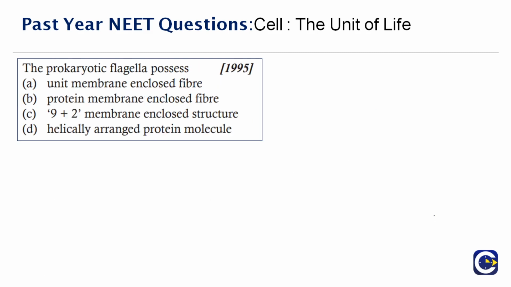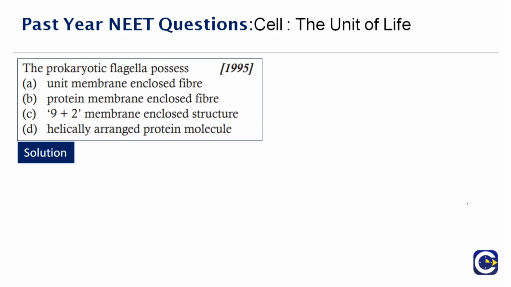Now let's move to the next question. This question was asked in the year 1995. The prokaryotic flagella possesses dash. If you notice, you're given 4 options here, and it is quite confusing. The first two options we can understand, but what about option C, 9+2 membrane enclosed structure? Did you ever think what that is, or do you know what that is?